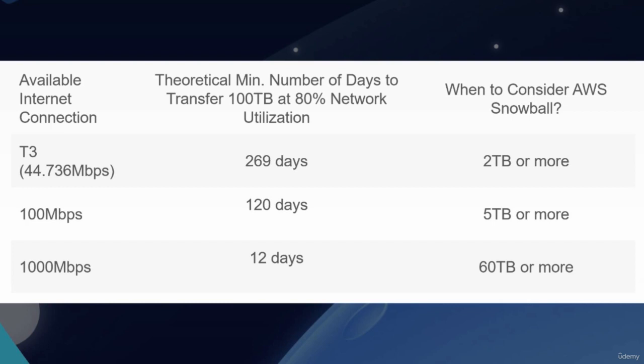So we would want to use AWS Snowball if that data size was more than 2 terabytes. And if we've got a gigabit connection, for example, with AWS Direct Connect, that 100 terabytes would only take 12 days. So we'd want to consider Snowball if the size of data was 60 terabytes or more in that situation.